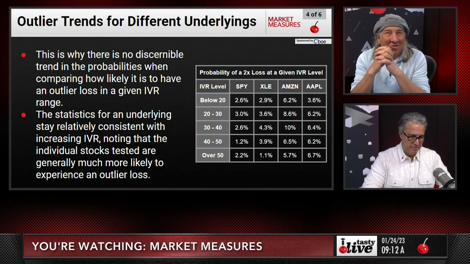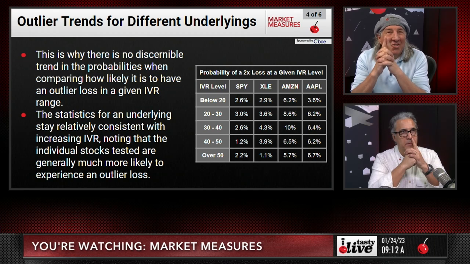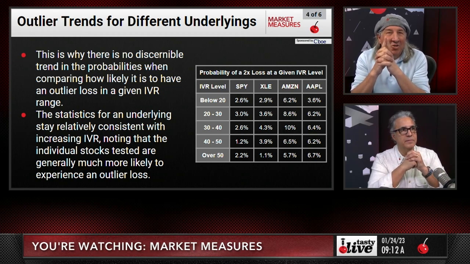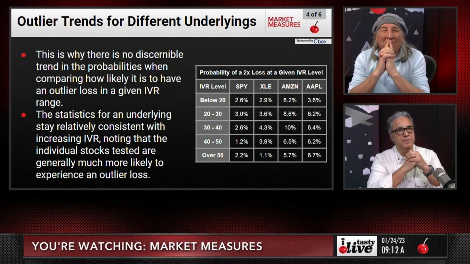And here's where it gets really interesting. There is no discernible trend in probabilities when comparing how likely it is to have an outlier loss in a given IVR range. The statistics for an underlying stay relatively consistent with increasing IVR, noting that individual stocks tested are generally much more likely to experience an outlier loss. So the probability of a 2 times loss at a given IVR level is virtually the same no matter what. The math works. There's no edge. There's no gimme. Surprising.